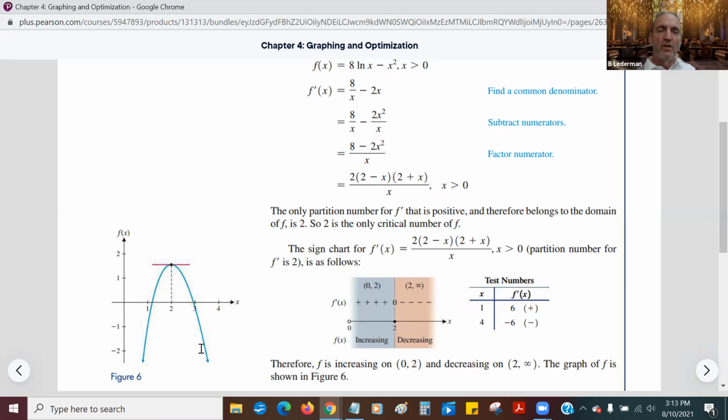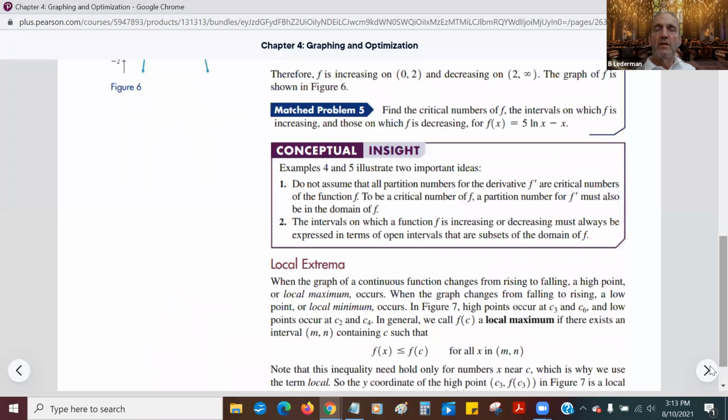Anyway, this is what the graph of the function looks like. It's increasing, hits 2, that's where it maxes out, then it starts decreasing right there. So it's a very simple upside down parabola. And that's the story.